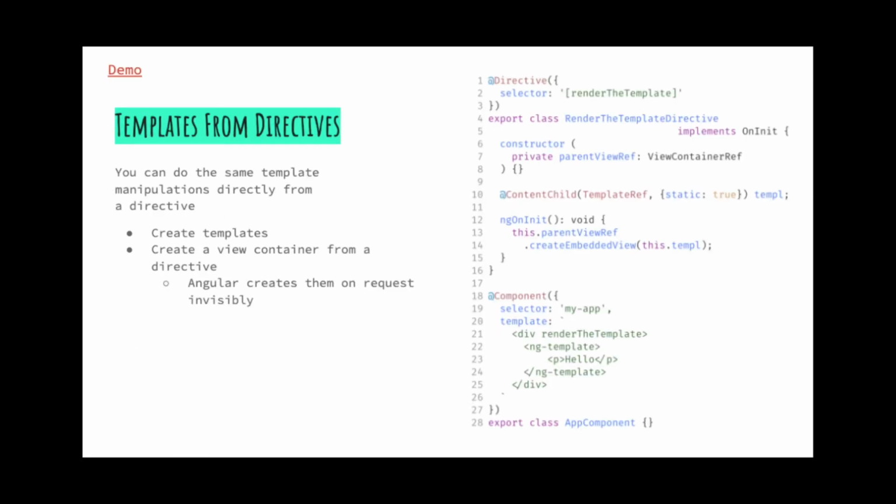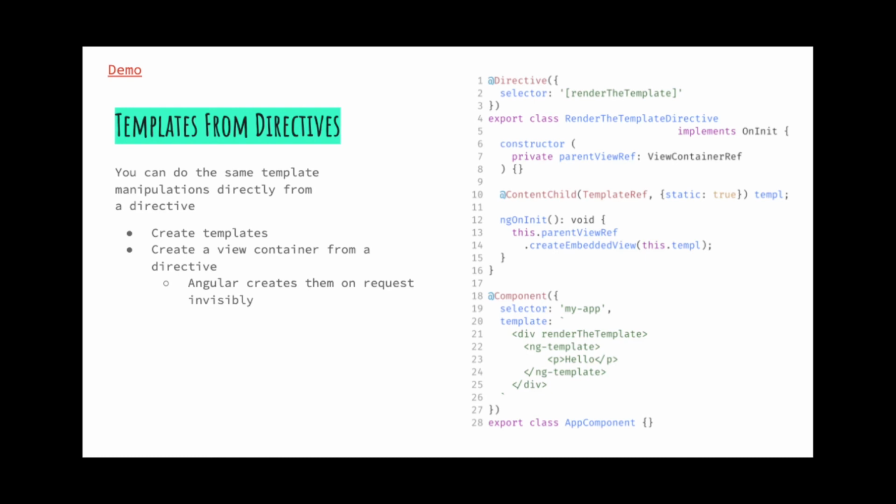We also have the ability to manage and modify templates directly from directives. Under the hood, components are just a very complex form of directives. As a result, we're able to do a lot of the same things, like create embedded view. This is so fuzzy, I apologize. We can embed views and create views directly from a directive rather than from a component itself.